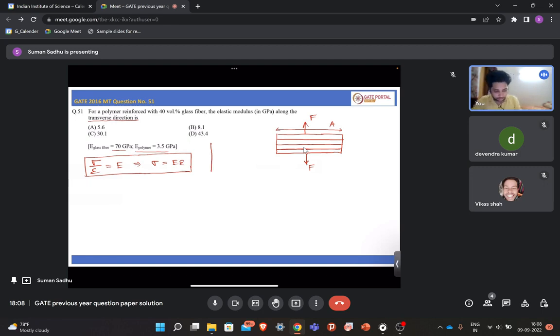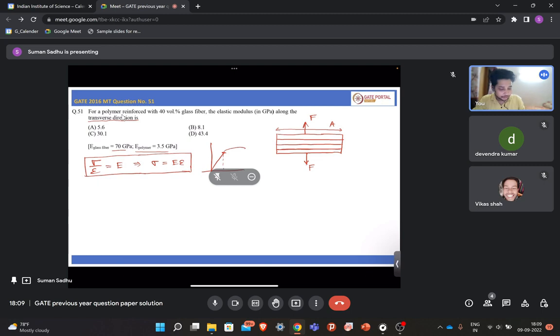Like, let's say if this is a stress strain curve, first it deforms elastically, right? Then it goes to the plastic region. So up to this elastic region, the ratio between the stress and strain is basically the elastic modulus. So now we have to calculate the elastic modulus in the transverse direction.